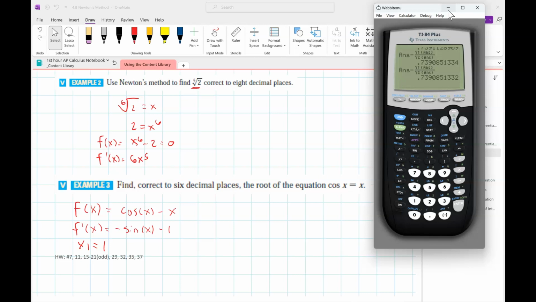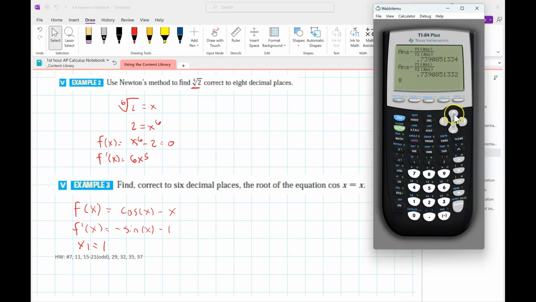So after you typed in the 1, then you press enter. If you press second and enter, it's going to give you the last thing you typed in. If you press it again, it'll give you the second to last thing you typed in. If you press it again, it'll give you the third to last thing. Alternatively, you can always go with your arrow up, highlight it, and just press enter, and it'll give you that same thing again. Either way, you're going to get to the same spot.